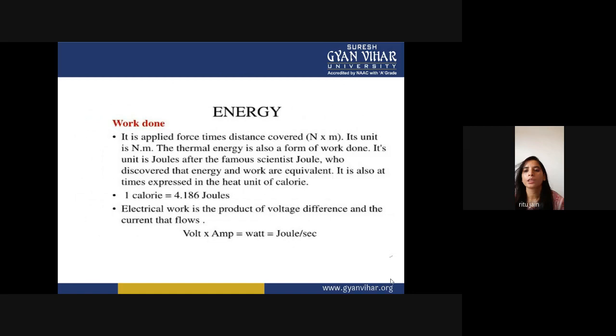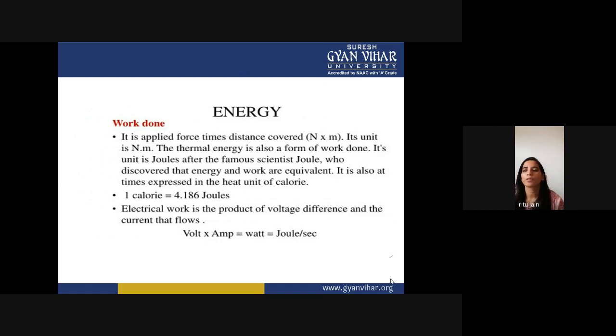Next is work done. It is applied force times distance covered. Its unit is Newton into meter. Thermal energy is also a form of work done. Its unit is joule, named after the famous scientist Joule, who discovered that energy and work are equivalent. It is also at times expressed in the heat unit of calories. So 1 calorie is equal to 4.186 joule.